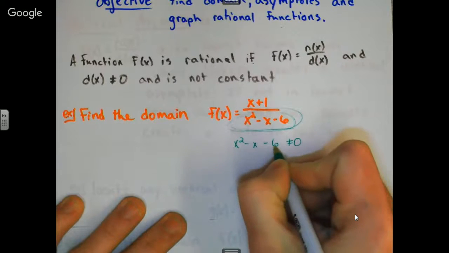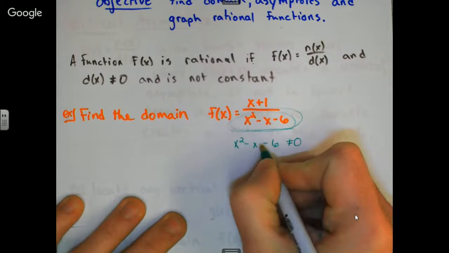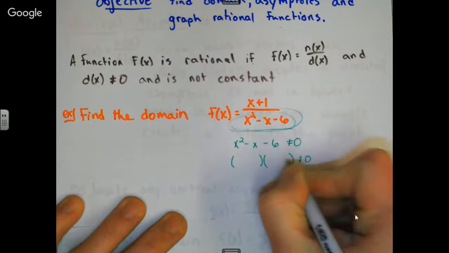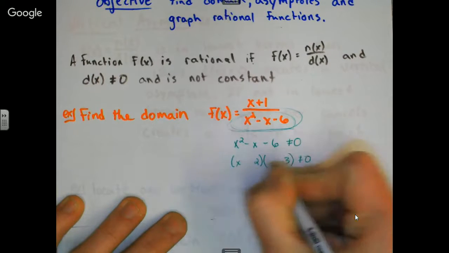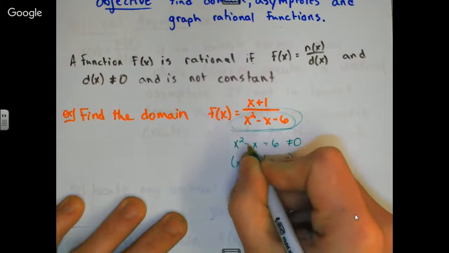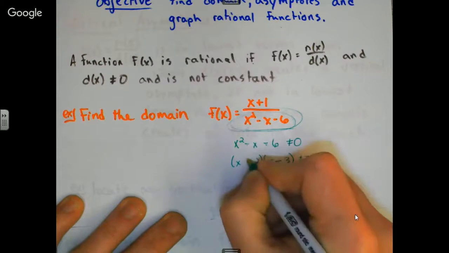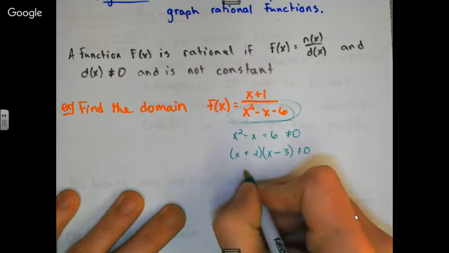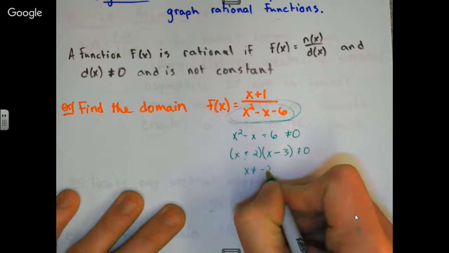So factors of 6 that subtract to 1 are 3 and 2. The signs are different, and the bigger one is minus. So x minus 3 and x plus 2. Then I set both of these not equal to 0. So x cannot equal minus 2 or 3.